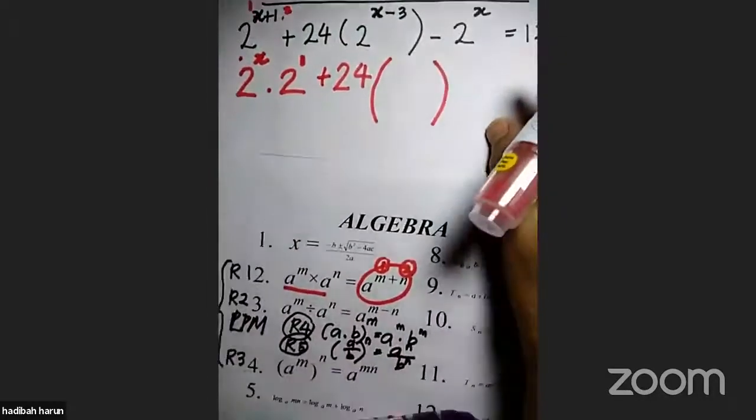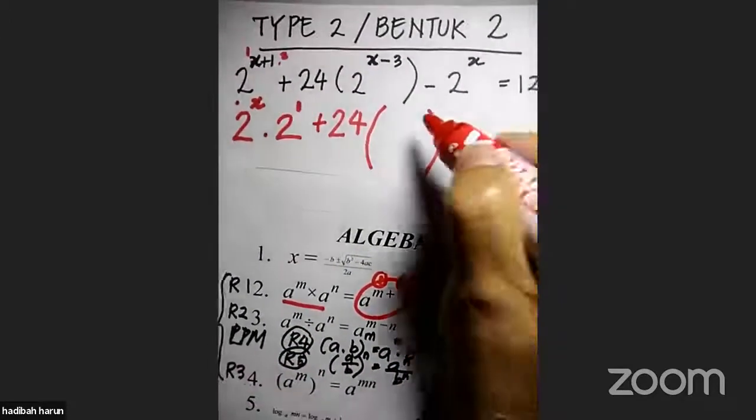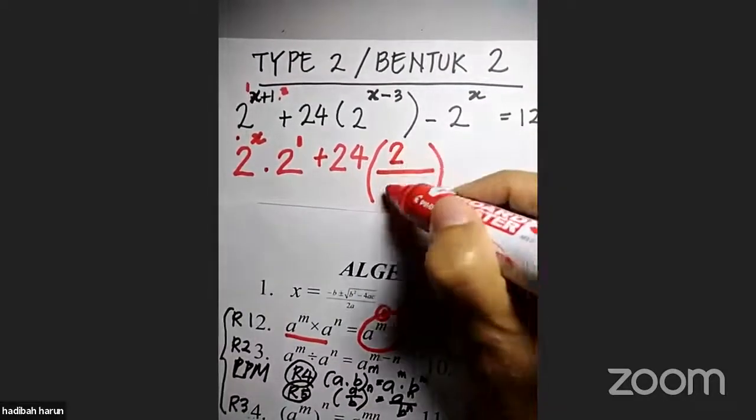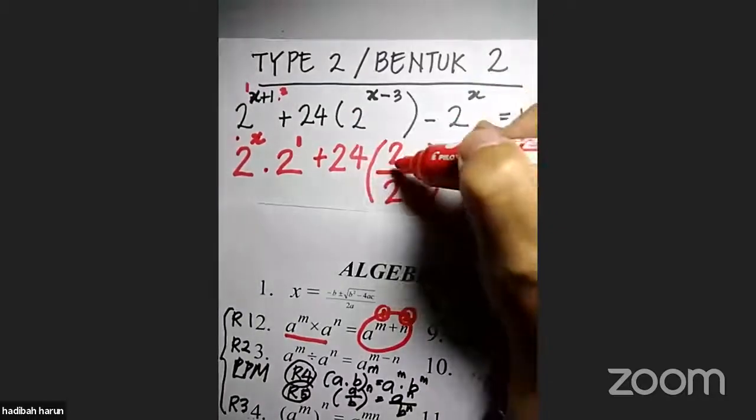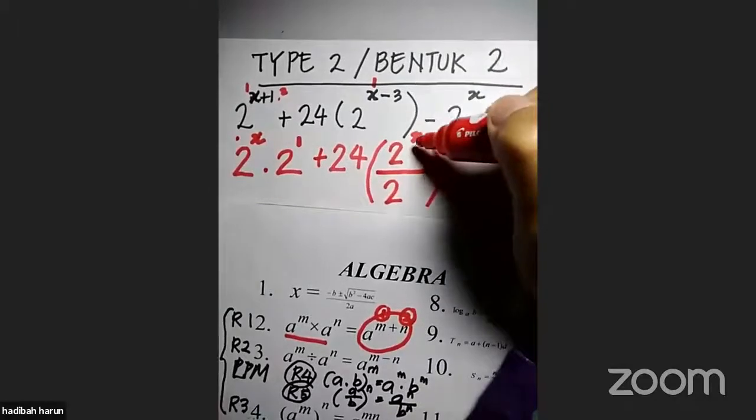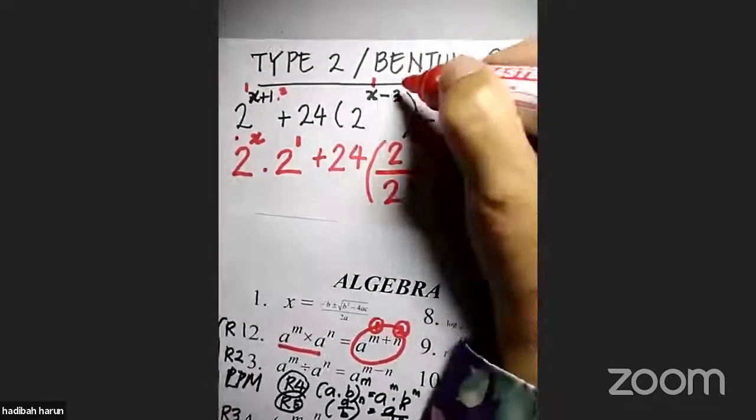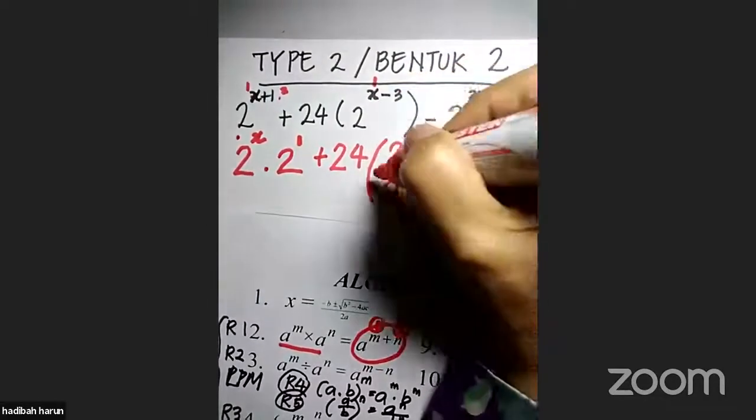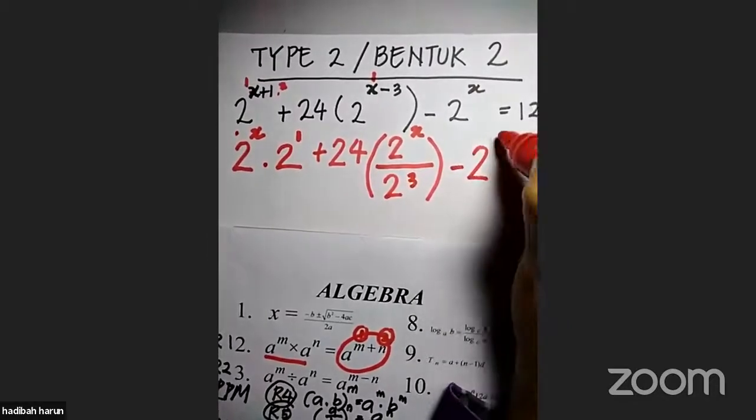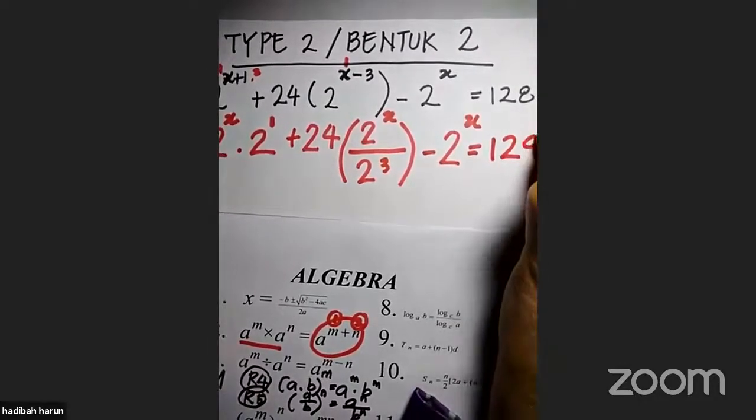Minus, refer to algebra 3. Minus, that means it's division. So, do your division slowly, step by step. The base is 2. Follow the base that is given to you. The first one is x, at the numerator. While the second term is 3. Not negative 3. Negative, this one shows the division. Minus 2 to the power of x, equals to 128.